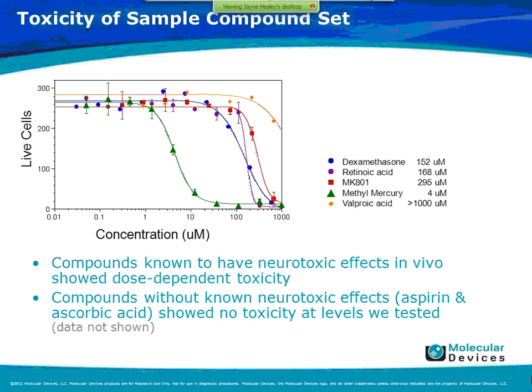You can do this across the whole plate, and we tested several different compounds, doing a 10-point dilution series with replicates of each one. This is the beauty of automated imaging. We tested several compounds that were known to have neurotoxic effects in vivo, and they did show a dose-dependent toxicity. We also tested some compounds without known neurotoxic effects. The data is not shown, but such as aspirin and ascorbic acid, and we saw no toxicity at the levels we tested.